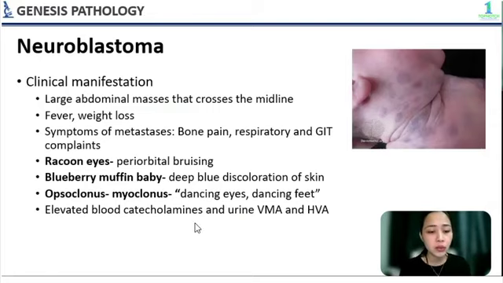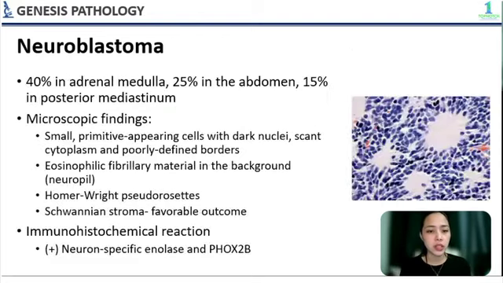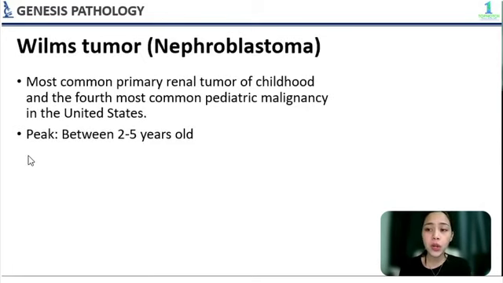In 90% of neuroblastoma, there are also elevated blood catecholamines and urine VMA and HVA levels. So this can be used as a diagnostic feature. Majority of neuroblastomas are found in the adrenal medulla. Microscopically, we have small, primitive-appearing cells with dark nuclei. There is neuropil in the background. There can be formation of Homer-Wright pseudorosettes. The presence of Schwannian stroma confers a favorable outcome.